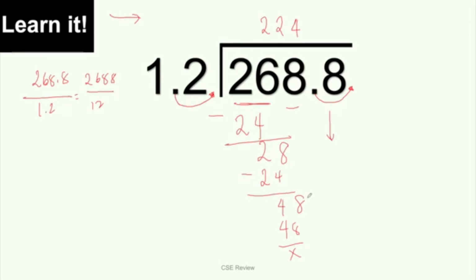Gagawin natin, i-move natin ang decimal place to the right. At kung ano yung ginawa mo dyan, kung ilang yung movement na yan, yun din ang gagawin mo dito sa kabilang side. Ano ibig sabihin nun? Kapag nag-move ka ng decimal place 2 times sa left, 2 times din ang gagawin mo sa right.